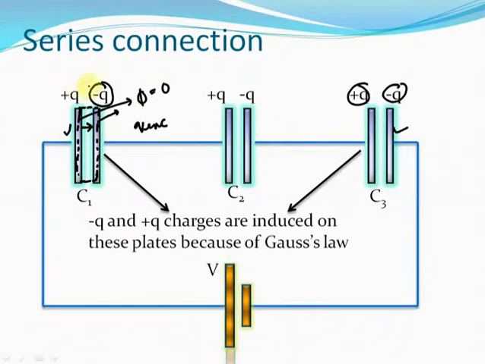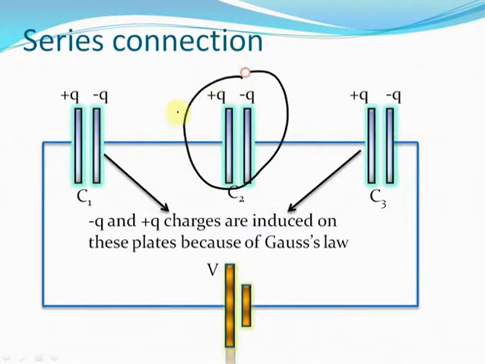So if there's a charge plus Q on this plate, then there has to be a charge minus Q on the other plate, according to Gauss's law. And therefore this plate here and this plate here will acquire equal and opposite charges, isn't it? So what about the middle plates? Like, why will they acquire a charge plus Q and minus Q? Well, that is simple too.